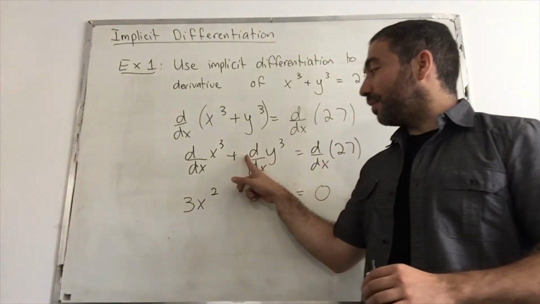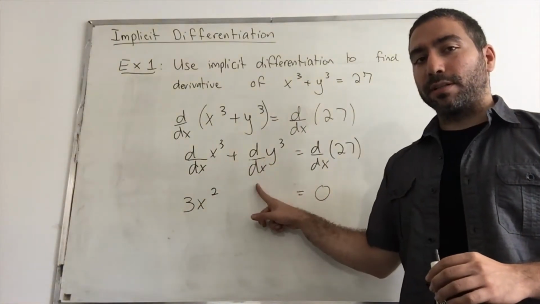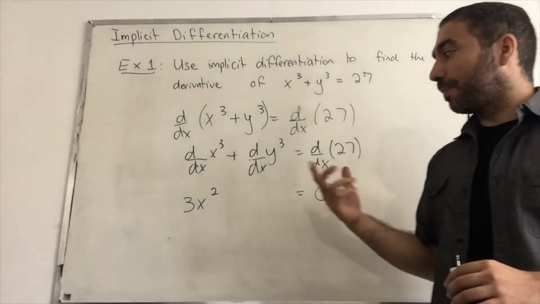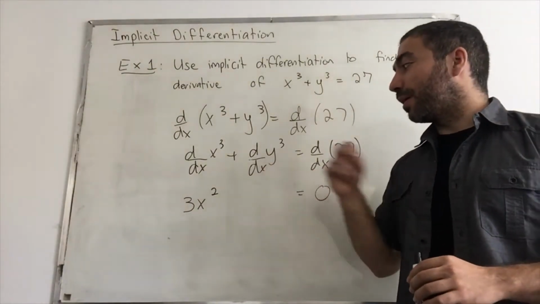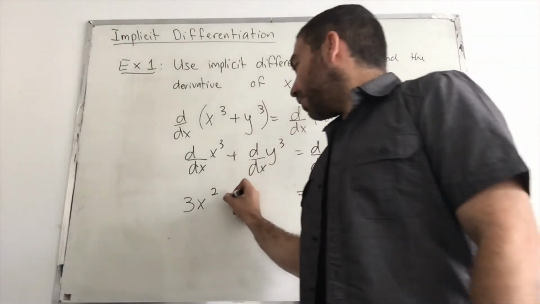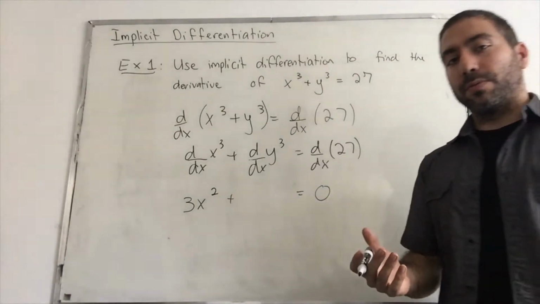Now we're taking the derivative of y with respect to x. And this is where we have to be careful. Since we're taking the derivative of y with respect to x, we don't have an x here, we have a y. So we have to use chain rule, okay?